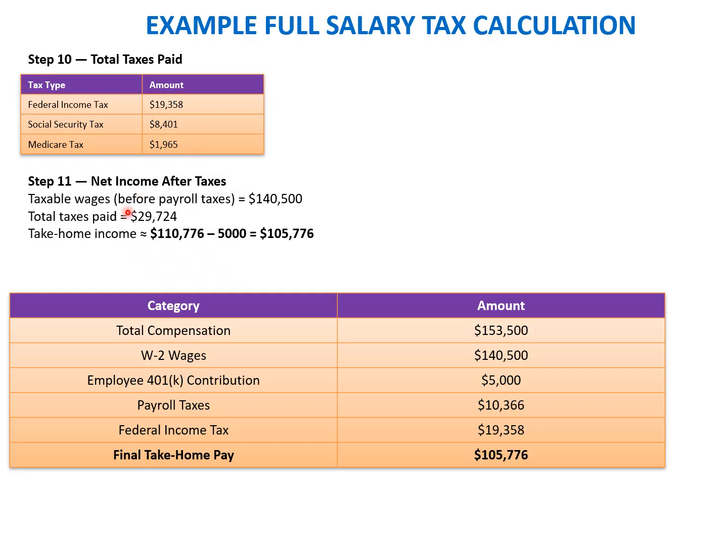So net income after taxes: 140,500, which is before the payroll taxes. Total tax paid is 29,724. We reduce that, and then the contribution which the employee has to make to the retirement benefit will further reduce it. The total in-hand salary for the employee would be 105,776. So total compensation is 153,500. W-2 wages is 140,500, which excludes the employer contribution to the 401k plan plus the insurance benefit plan. Employee contribution is 5,000. This would be reduced to 135,500, and then from 135,500 we have to reduce 10,366 and 19,358 to get the final take-home salary.